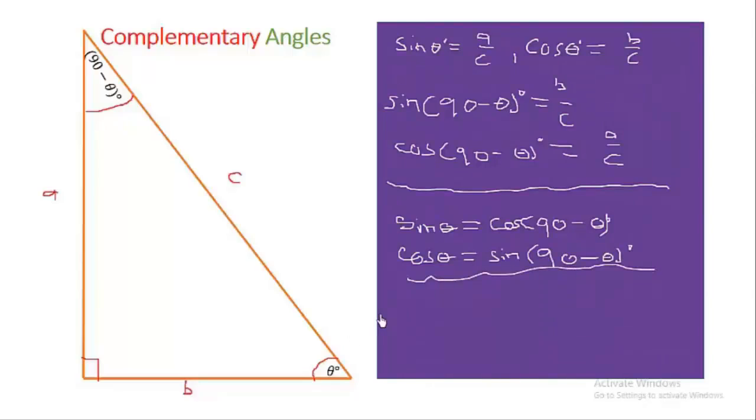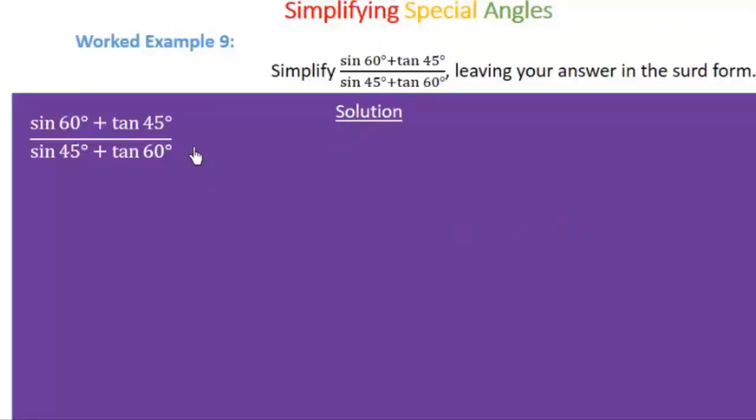So for instance, if you have sine 40 degrees, then it should be equal to cos of 90 minus 40, which is 50 degrees. Then also sine 30 degrees should be equal to cos 60 degrees. Now let's do some practice with the special angles.